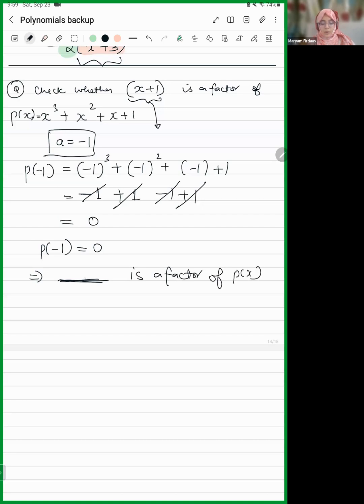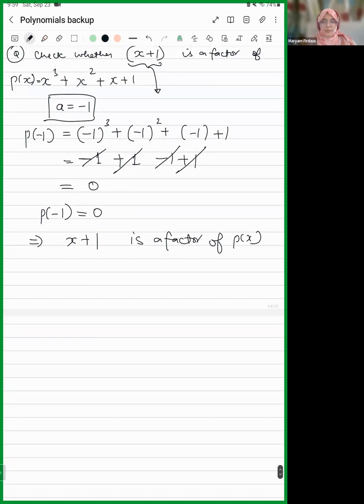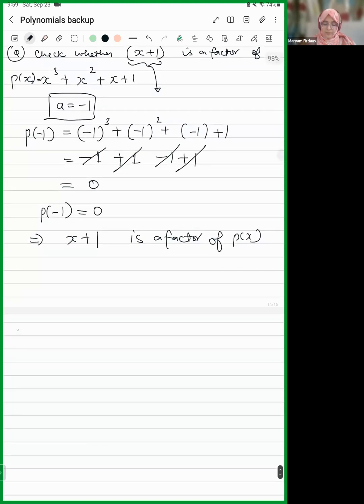x plus 1 is a factor of P of x. Right? Okay. Let's do this one now. Let's do another question. It will become clearer from here then.